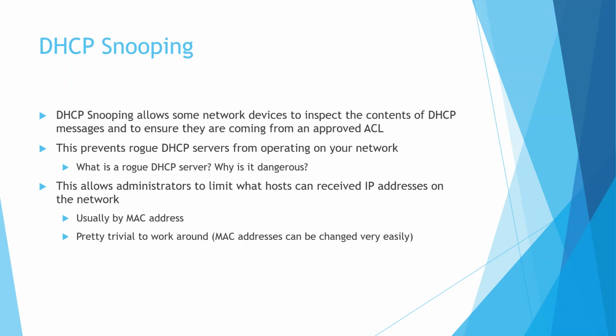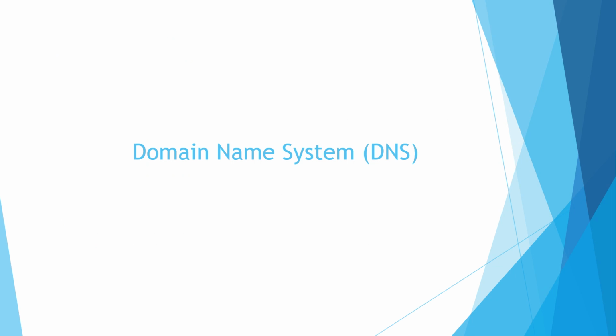But ultimately, what I want you to recall here is just that DHCP snooping can look at the contents of DHCP to make sure that they're coming from an approved ACL. So it's not somebody just joining your network, trying to get onto the network with a valid configuration. Okay, so that wraps up DHCP. So now I'd like to move on to DNS.